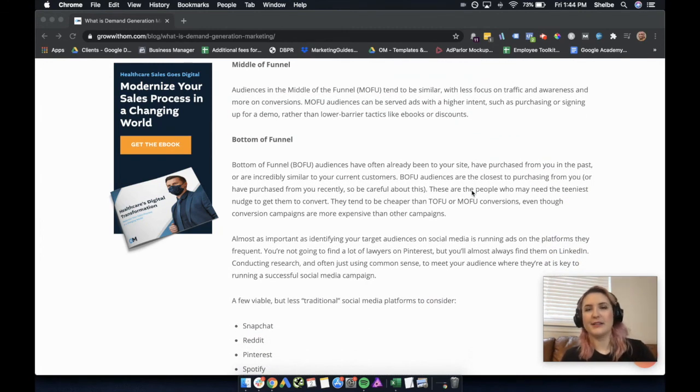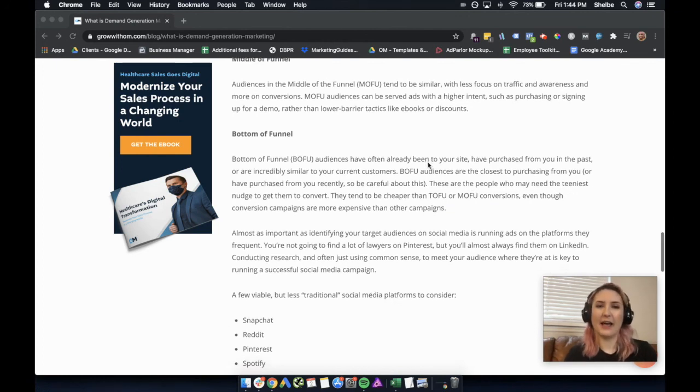At the middle of the funnel, these audiences tend to be pretty similar. Like I said earlier, it's a little murky where the middle is between the top and the bottom of the funnel, but we do tend to focus a little less on traffic and awareness and more on conversions. These audiences, we tend to serve them ads with higher intent, such as purchasing. You'll see a CTA that says buy now, purchase, sign up. Even maybe for an ebook, we would do download, or we would offer discounts, and they would be like get offer. So just kind of moving them a little bit more towards that purchase, that conversion intent, rather than just check us out, figure out who we are, things like that.